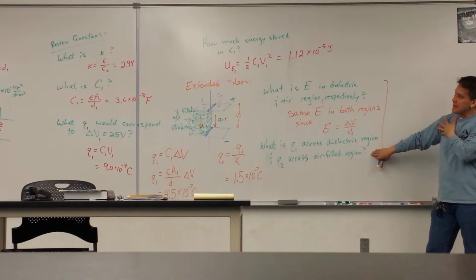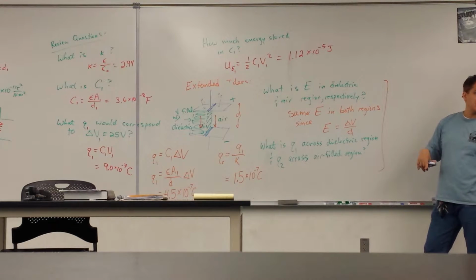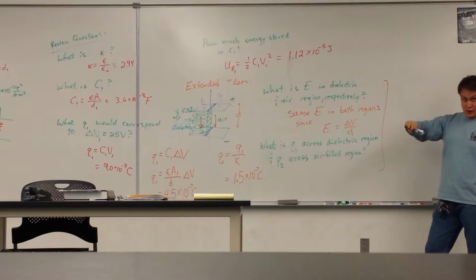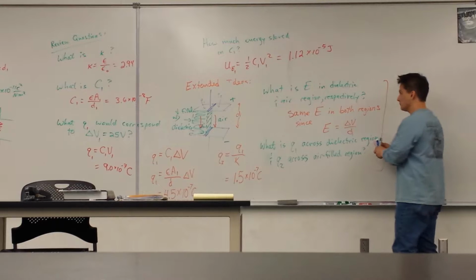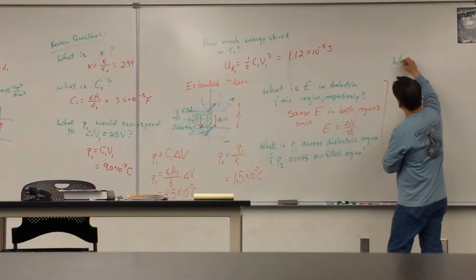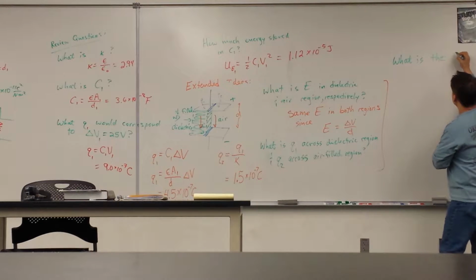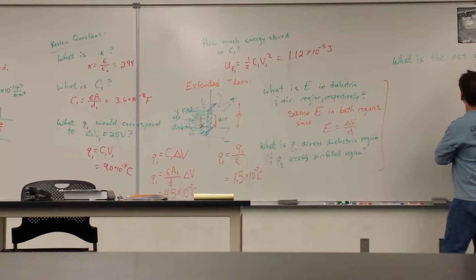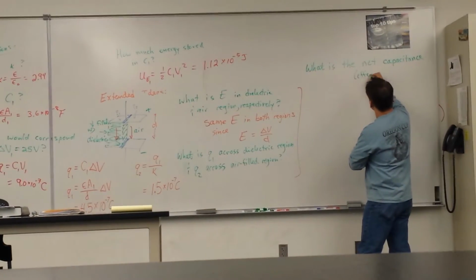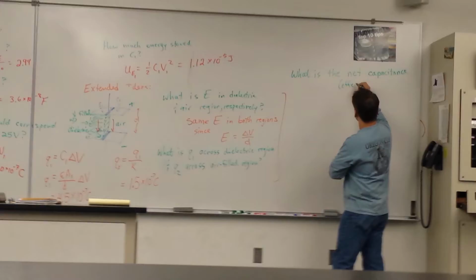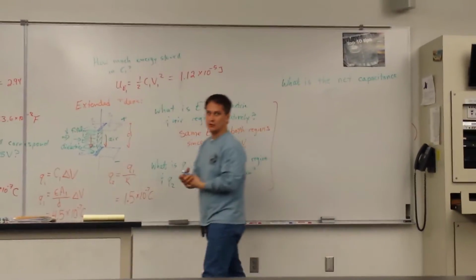So what's the effective capacitance from one side of this region, from one conductor to the other? What is the effective capacitance of this arrangement? I'm going to call it the net capacitance. Sometimes we use effective or equivalent capacitance. I'm just going to say that for now. Let's do this particular nomenclature later.